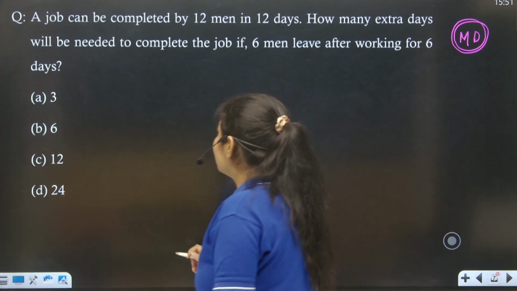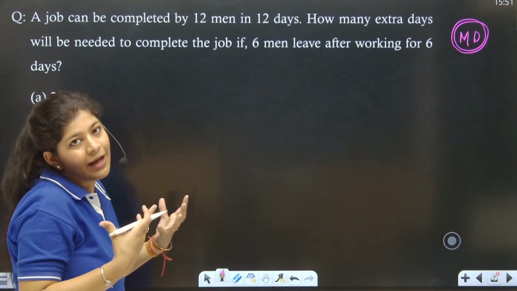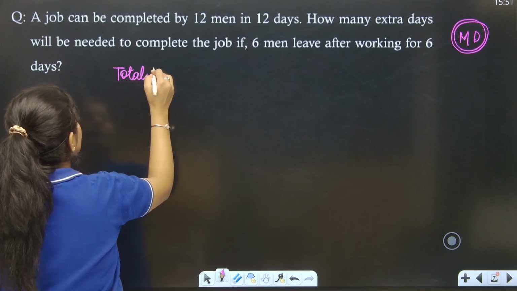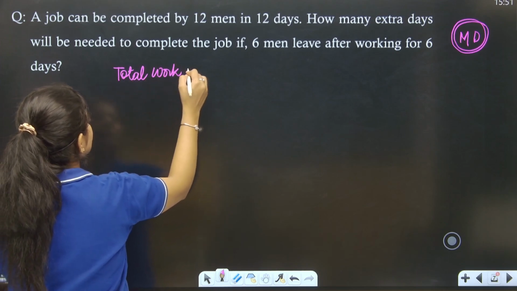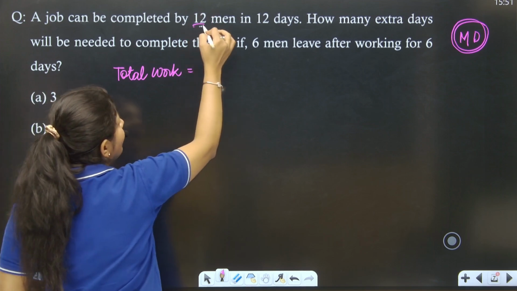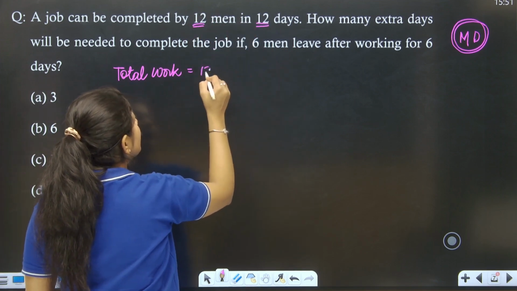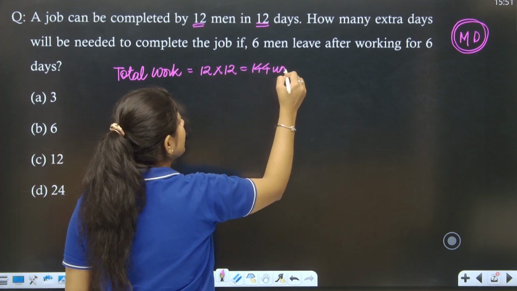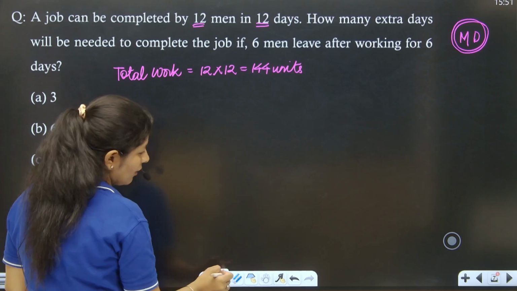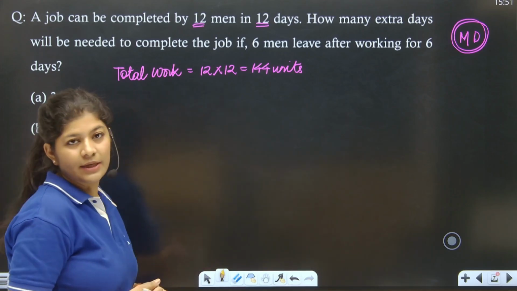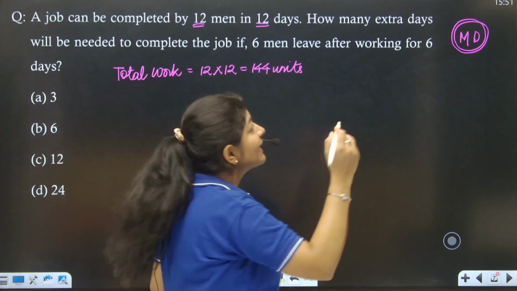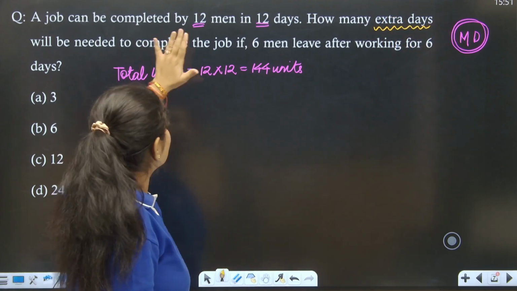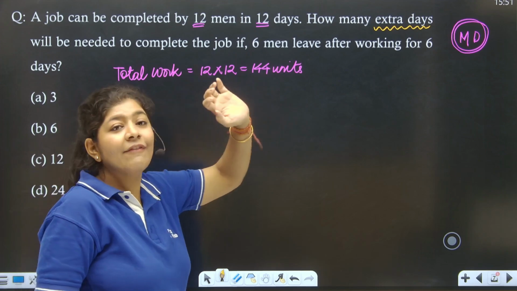The first thing we need to find out is the total work, how much work they need to complete. The total work is initially 12 men working for 12 days. That means 12 into 12, that means 144 units. The total work that they need to complete is 144 units. Now the question is asking how many extra days are required to complete the job if 6 men leave after working for 6 days?